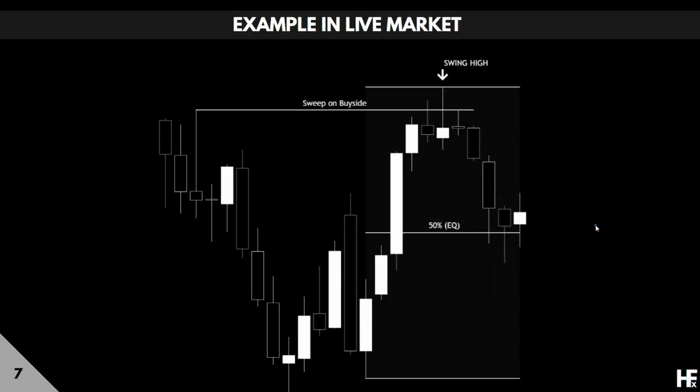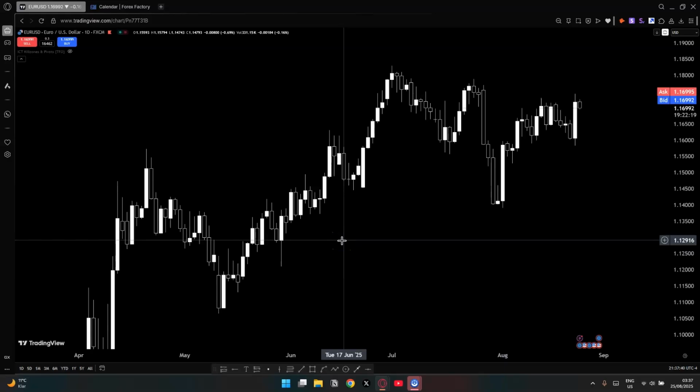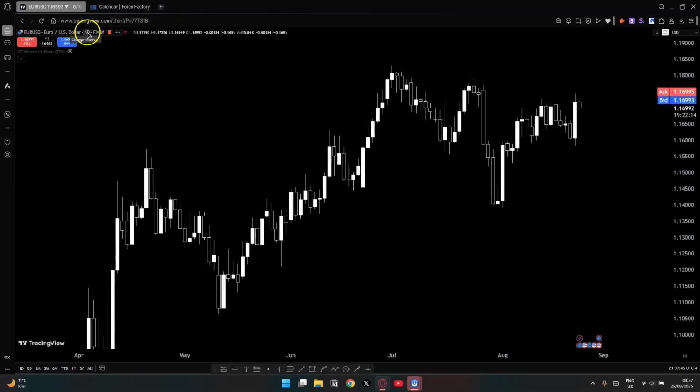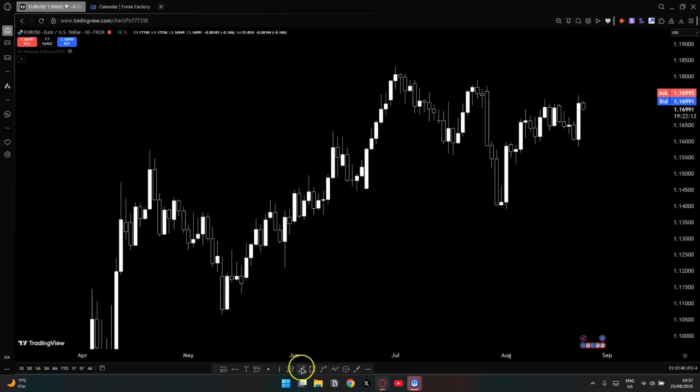Now let's look at a Euro USD real-time chart to understand this more in depth. All right, let's look at this in real time. This is a recent Euro USD chart on the daily time frame here. So right off the gate, if you note, what is that? A swing high here.